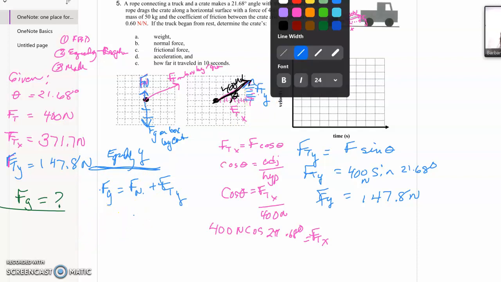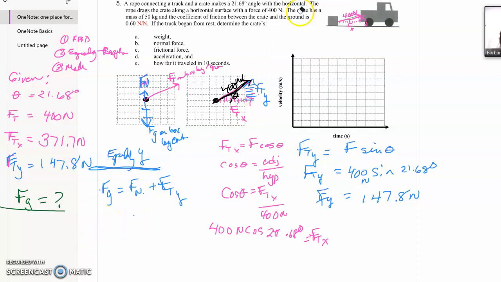Okay. So let's look at the X. So the X equality statement in the X is, so what's happening in the X? Well, I don't think I have it all on here. Is there friction? There's a what coefficient of friction? So that tells me, yep, there's some kind of friction back this way, right?